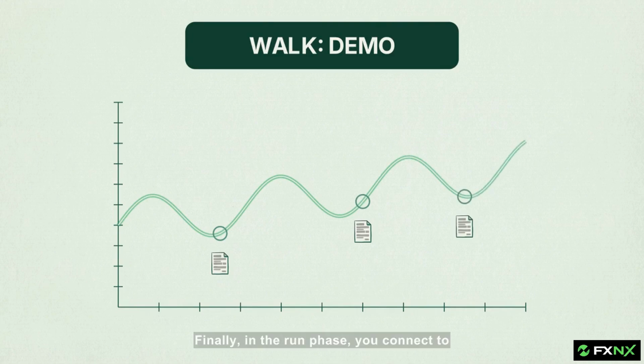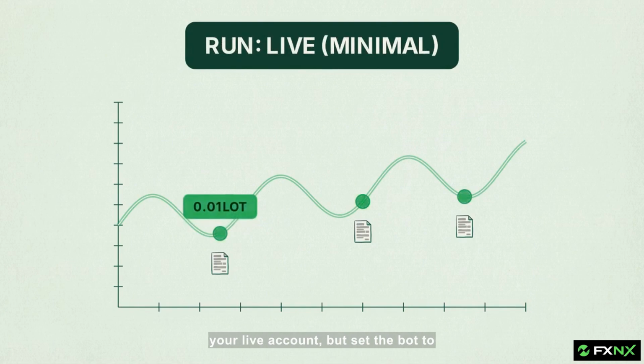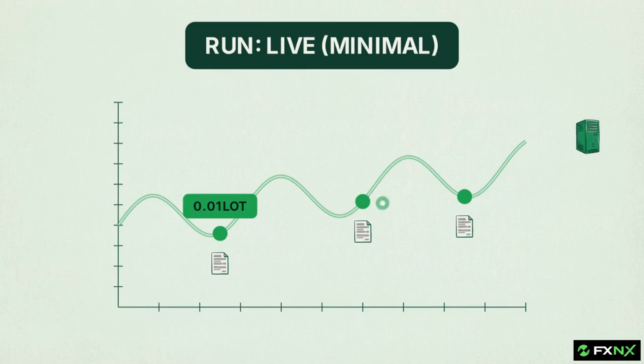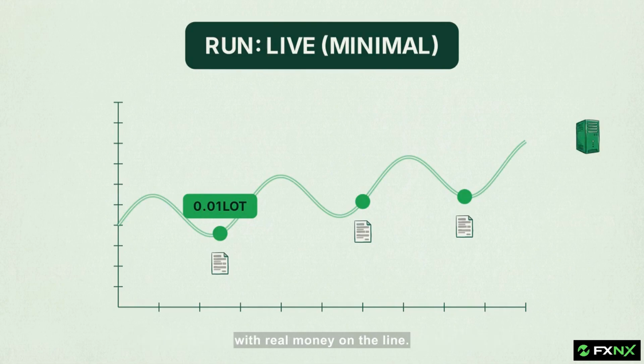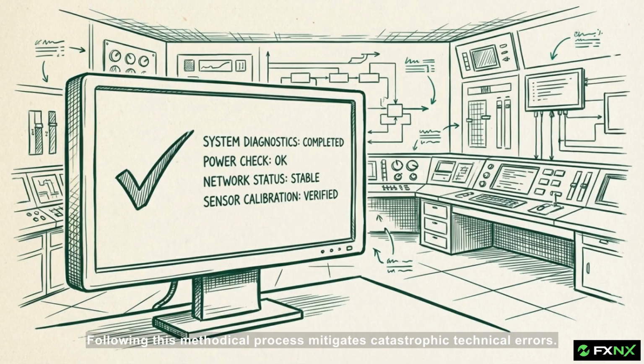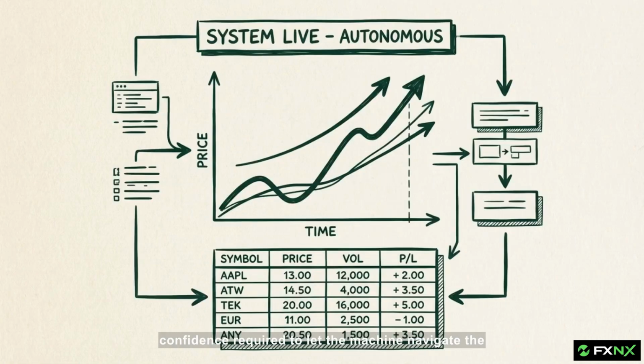Finally, in the run phase, you connect to your live account but set the bot to execute the absolute minimum trade size allowed. The goal here is to verify that your order execution and risk management rules function perfectly with real money on the line. Following this methodical process mitigates catastrophic technical errors. It allows you to build the evidence and confidence required to let the machine navigate the markets autonomously.